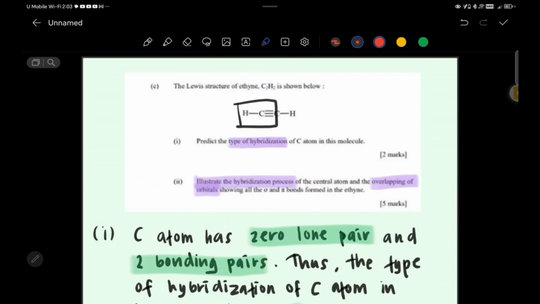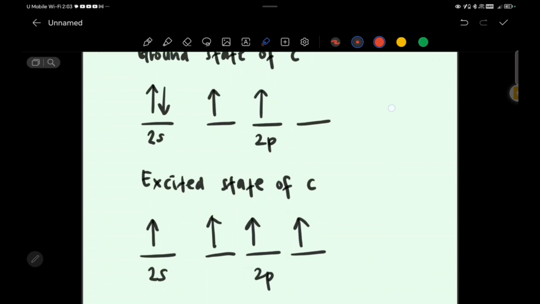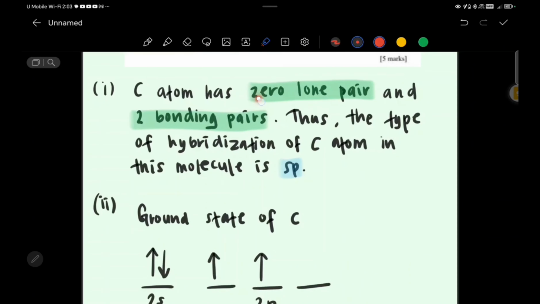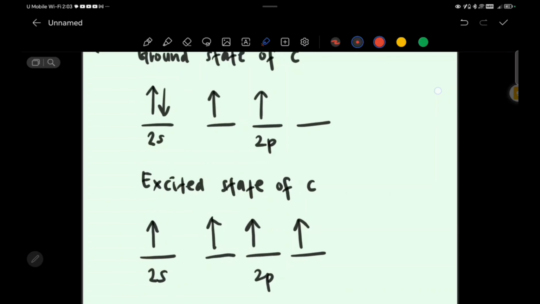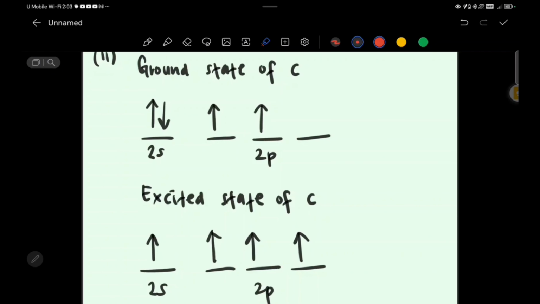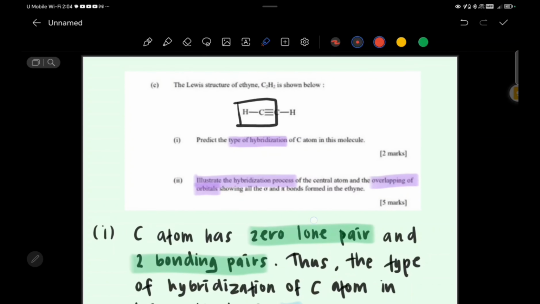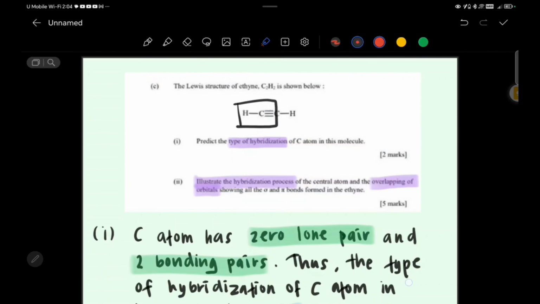For this molecule, we see that we have 0 lone pairs and 2 bonding pairs. So 2 bonding pairs, we need 2 unpaired electrons. Bonding pairs mean 2 sigma bonds, so 2 sigma bonds equal 2 unpaired electrons. So here we have 1, 2. But for this 2s2, we need to excite it because it has a triple bond here.